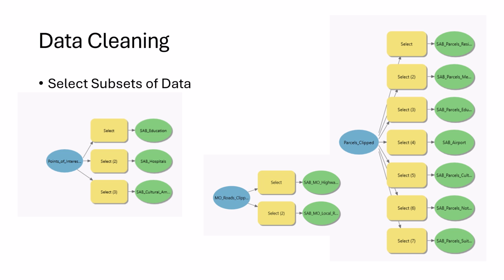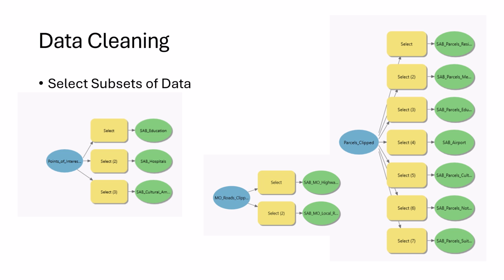And then I selected these subsets of data from the input data. For points of interest, I pulled out schools, which included universities as well as K-12 schools. I pulled out hospitals, and I pulled out cultural amenities. And then from the roads, I separated highways and local roads. This was done because being close to highways was seen as negative, and being close to local roads was seen as positive, so I needed to split those up.